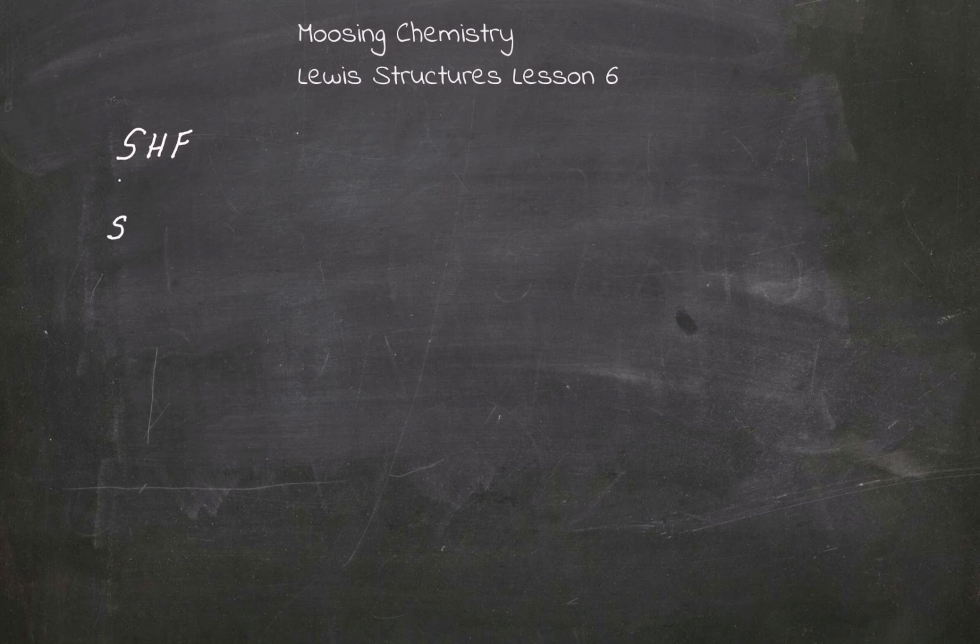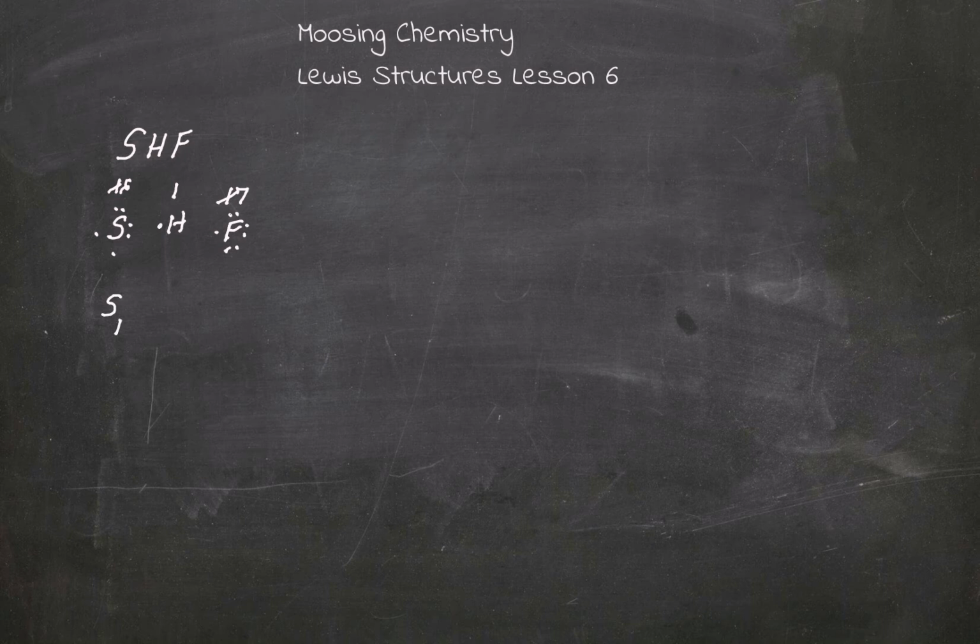S is in group 16, so it comes in with 6 valence electrons. H is in group 1, so it comes in with 1 valence electron. And F is in group 17, so it comes in with 7 valence electrons. Alright, so let's total this up and see what we have.